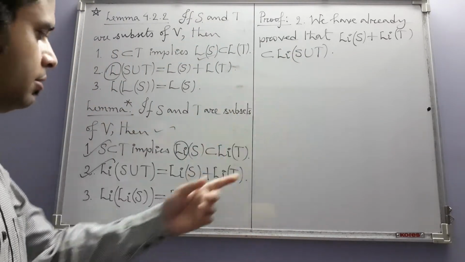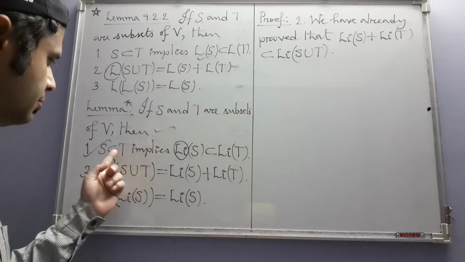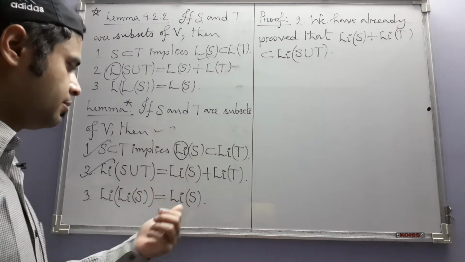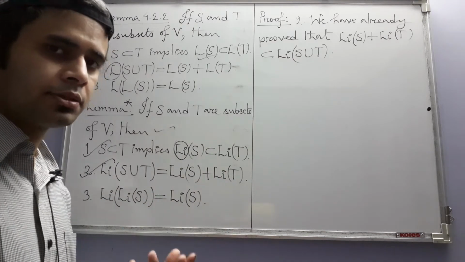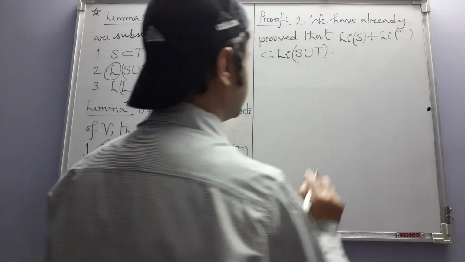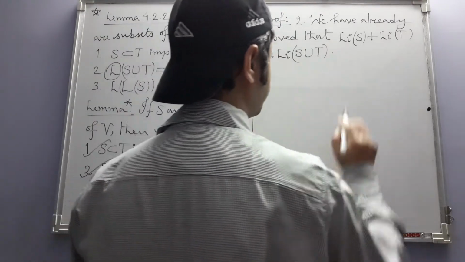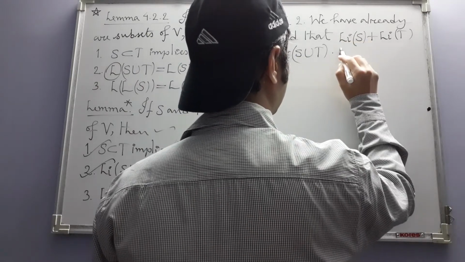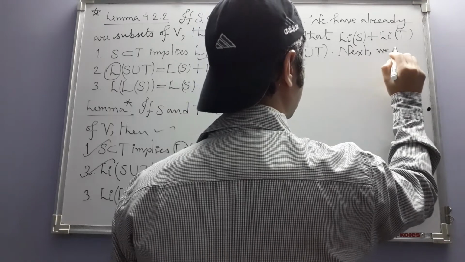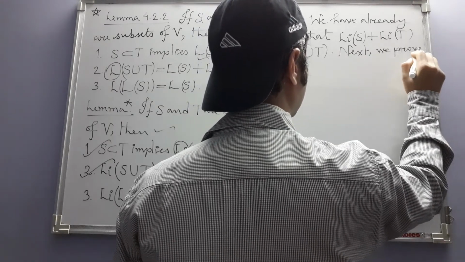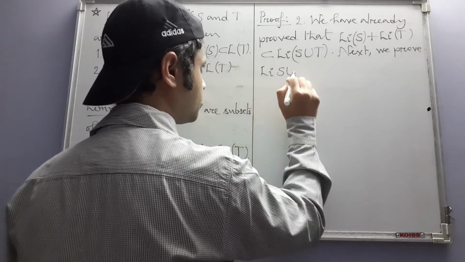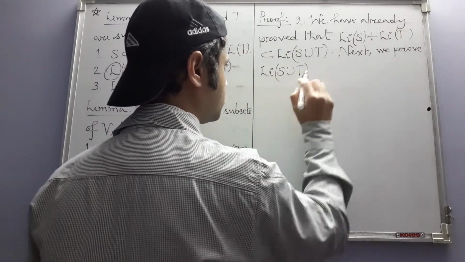This one is easy. You can apply part 1 and the fact that S and T are both subsets of S union T. So that will give you the proof. Now the converse, the reverse inclusion. Next, we prove this.